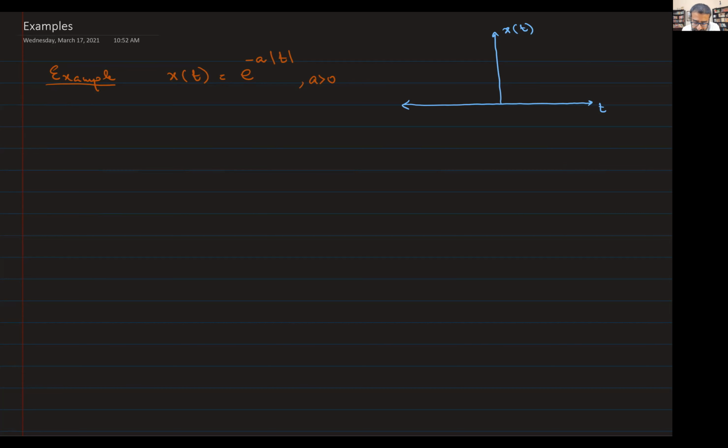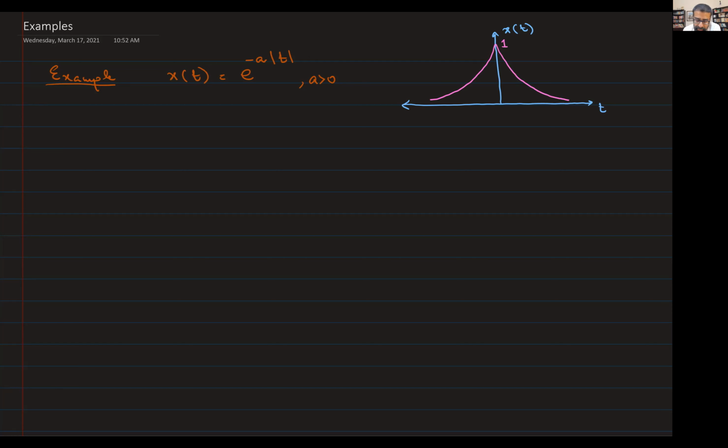So for a greater than 0, it is a decaying exponential on both sides, and it's symmetric around t equals 0. Clearly it's an even function. So this is what it looks like, something like this. And at time t equals 0, the value here is 1.